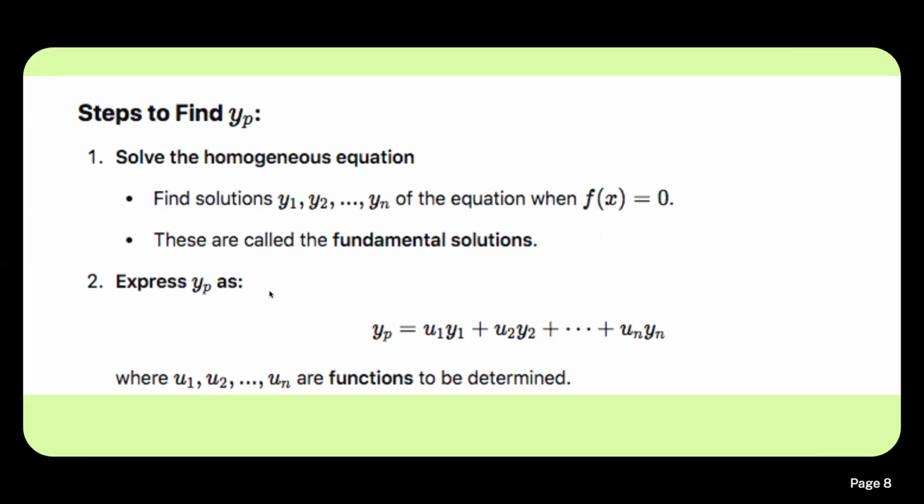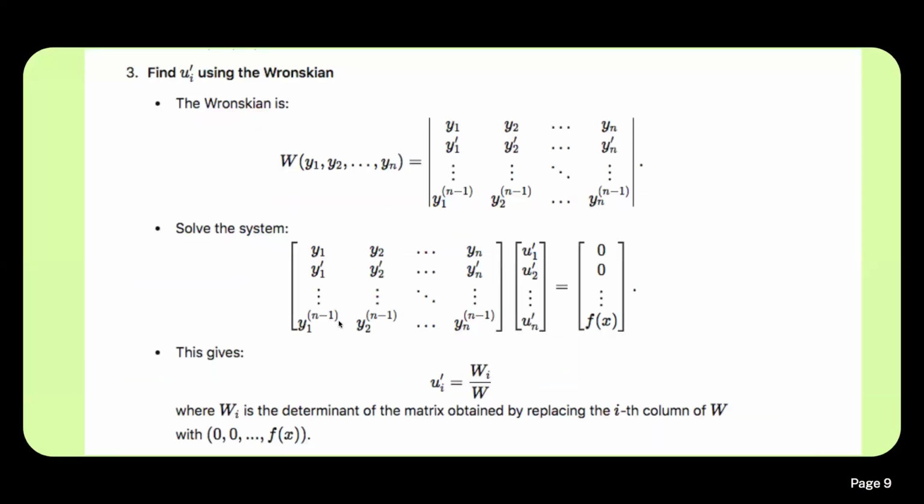Then we express yp as u1 y1 plus u2 y2 plus ... plus un yn, okay? Then u1, u2, ..., un are functions to be determined. Then we introduce the Wronskian system, the Wronskian matrix, which can be used to find u1 prime, u2 prime, and un prime, okay?